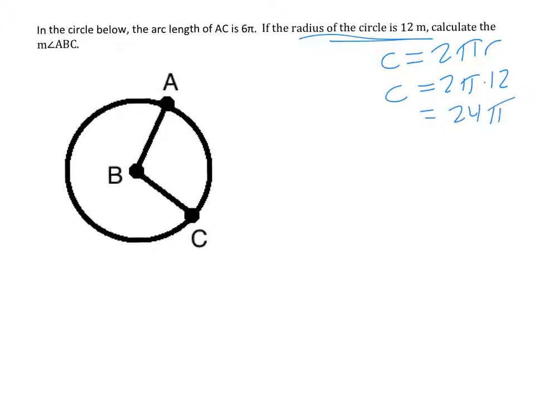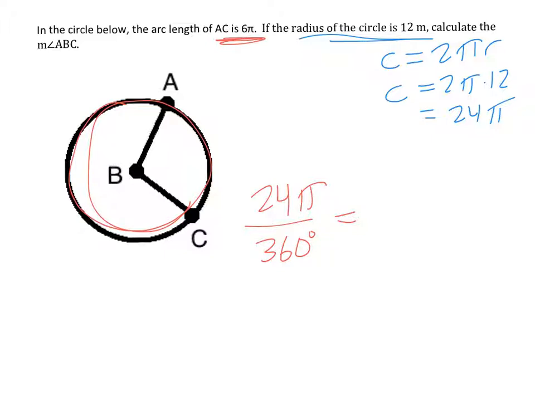And again, the circumference represents the full perimeter of the circle. So we say, okay, that 24 pi corresponds to 360 degrees of the circle. And in this case, I know the arc length is 6 pi. I want to find the angle. So we have our distances on top and our angles on the bottom. It doesn't matter which, as long as you're consistent. So this is 6 pi, and I want to find x here.